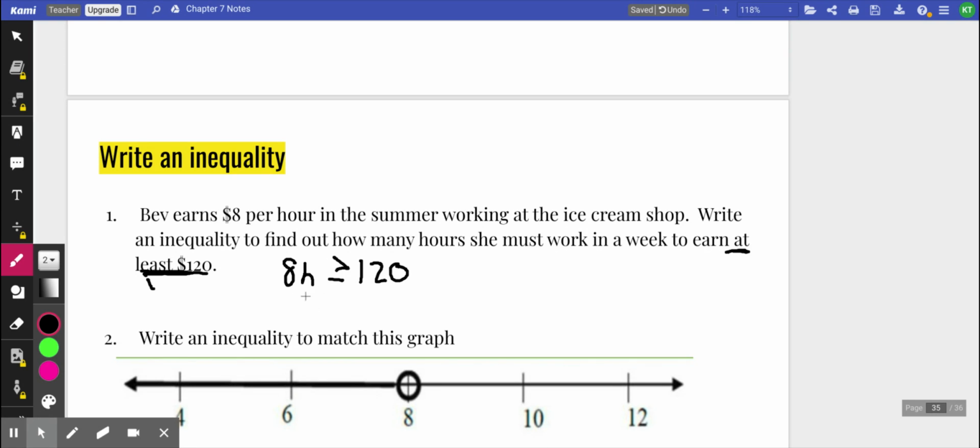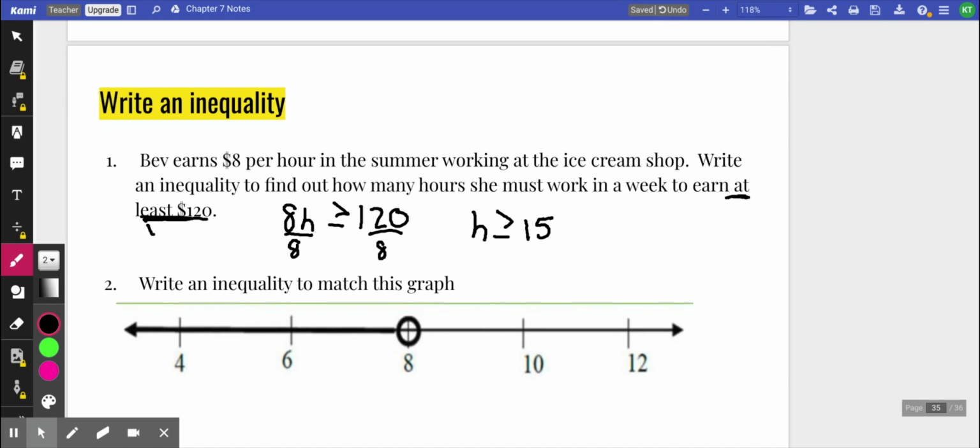And then in order to solve that, right, we could divide both sides by 8, and we would get h, right? Since I divided by a positive, the inequality stays the same, so h has to be greater than or equal to 15.